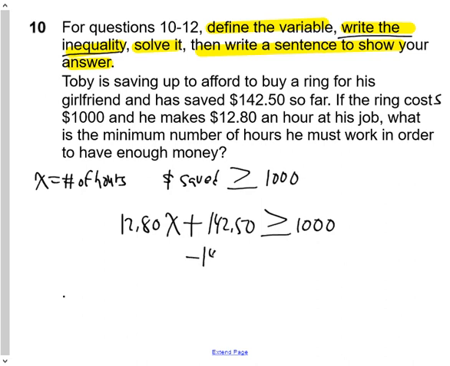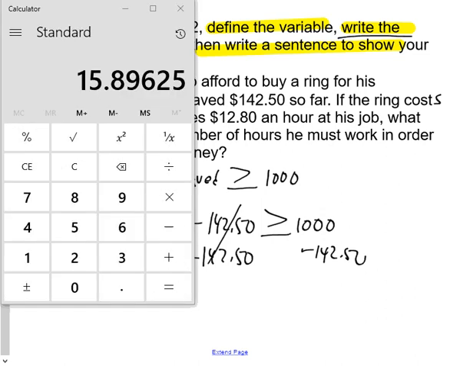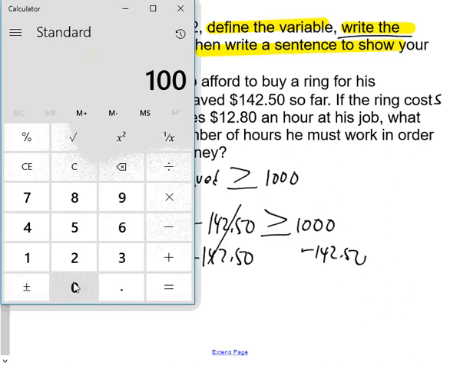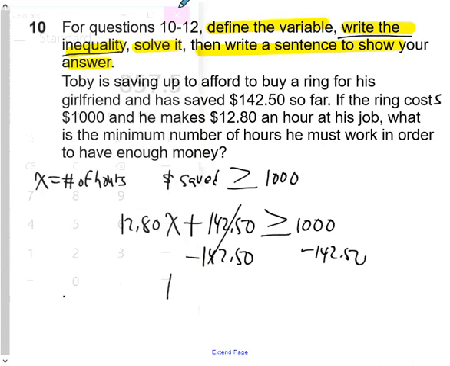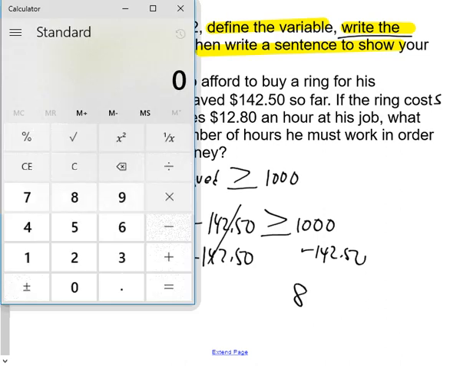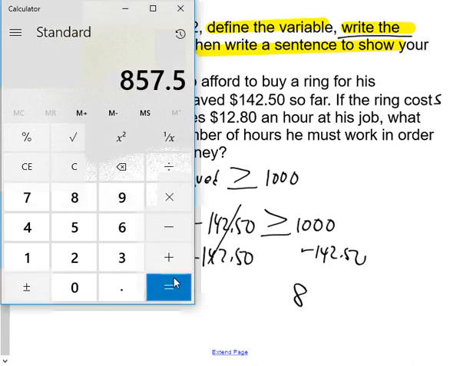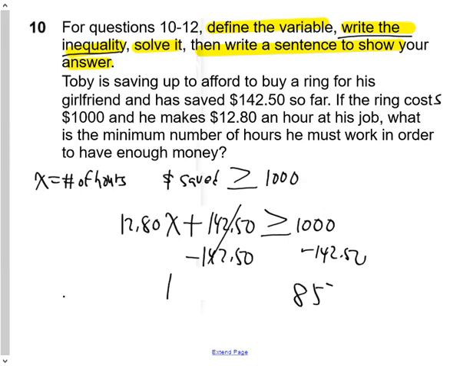So I'm going to subtract 142.50 from both sides. That's going to leave me with $12.80 multiplied by the number of hours has to be greater than or equal to whatever 1,000 take away 142.50 is, and that is $857.50. Oh, I forgot the number already. Shoot. Short-term memory. 1,000 take away 142.50 is 857.50. And this will still be 12.80x because all I've gotten rid of is the constant.